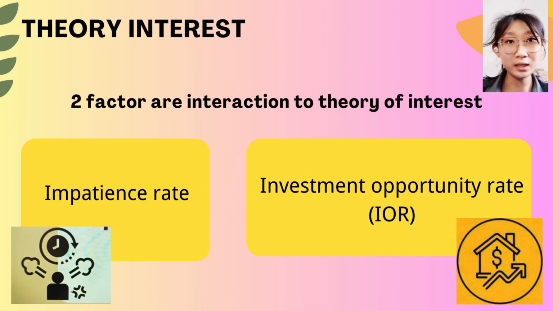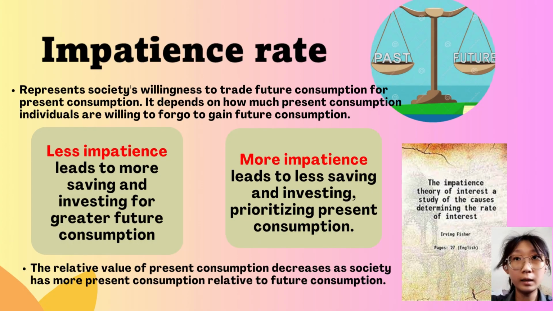Fisher perceived two factors interacting to establish the interest rate, which are the impatience rate and the investment opportunity rate. The impatience rate is the extent of the community's willingness to obtain present consumption income by giving up future consumption. The amount of future consumption it is willing to trade off for present consumption depends on how impatient it is. For example, the less impatient, the more it is willing to save and invest, thereby gaining future consumption. The more impatient, the less it is willing to give up present consumption to save in order to obtain goods in the future. This is when society has much present consumption relative to future consumption. The relative value of an additional amount of present consumption is small.